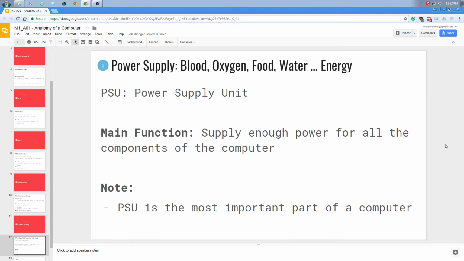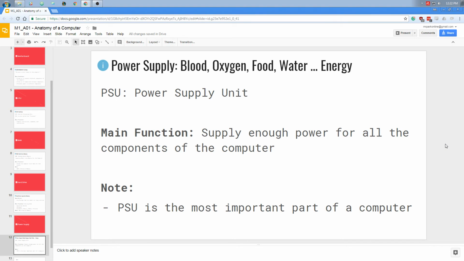And lastly, the most important piece of our computer is considered the power supply. It is considered the blood, oxygen, food, water, and pretty much energy for our computer. The acronym PSU stands for power supply unit, and its main function is to supply enough power for all the components of the computer. And the PSU, a little note, is the most important part of the computer, because if you don't have a good PSU, it can literally kill every component that you have plugged into the motherboard or plugged into the power supply.